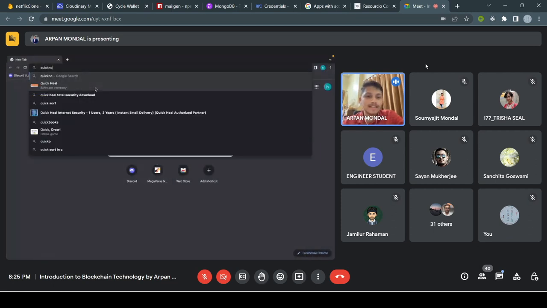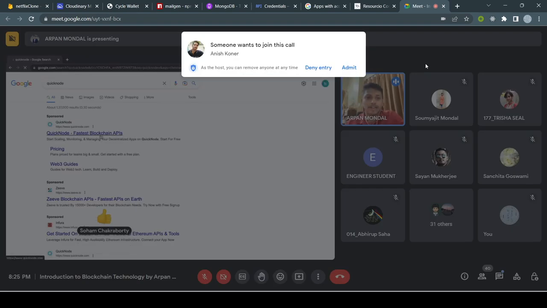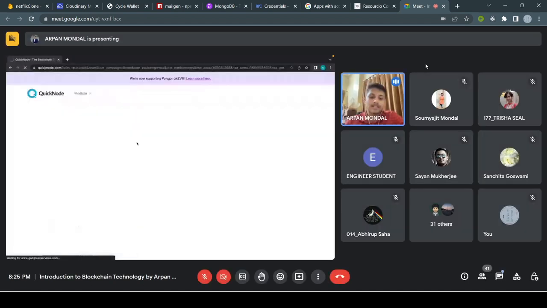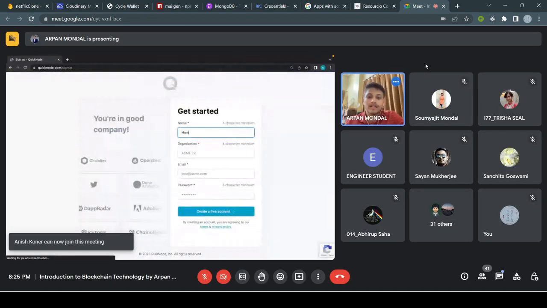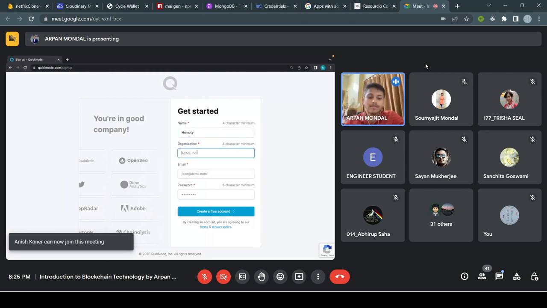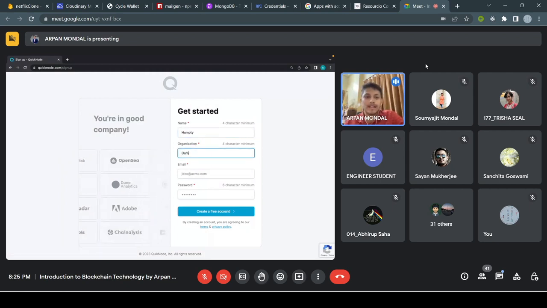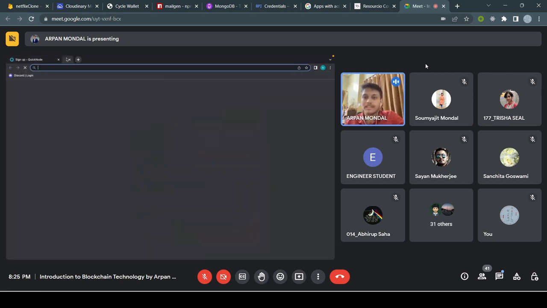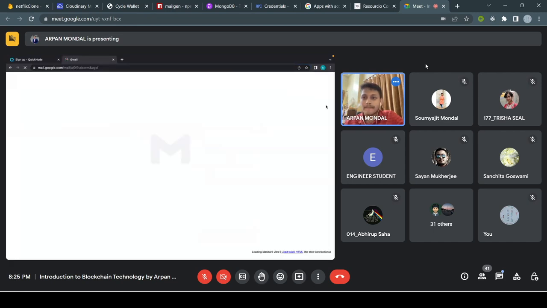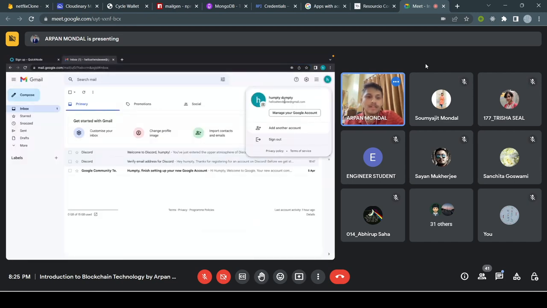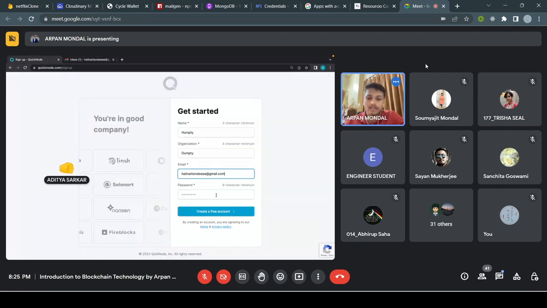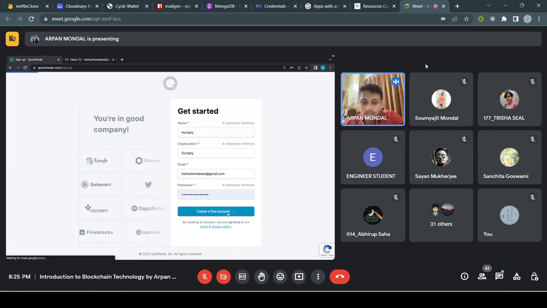Is my screen visible, guys? Okay. So we're going to create an account here. We're going to give the name as Humpty. The organization is Humpty. Email ID, I don't know the email ID, I need to copy paste it. Email ID is hello attendee. That's a nice email ID. Use this password. Create a free account.